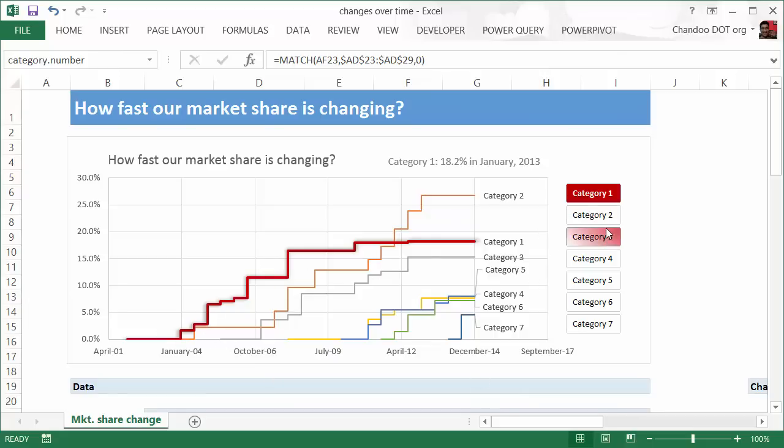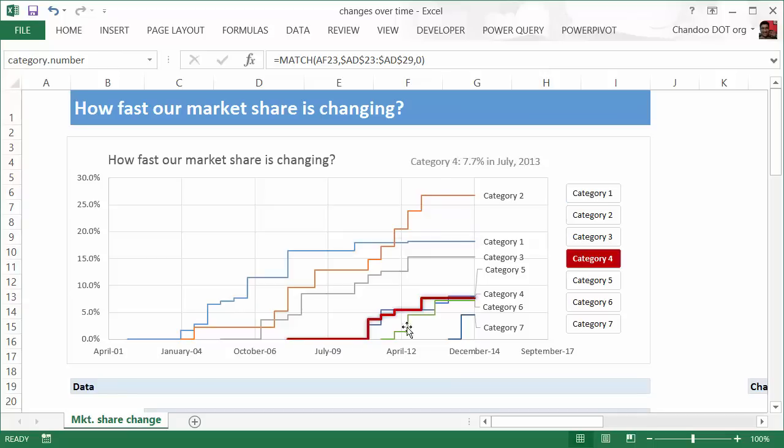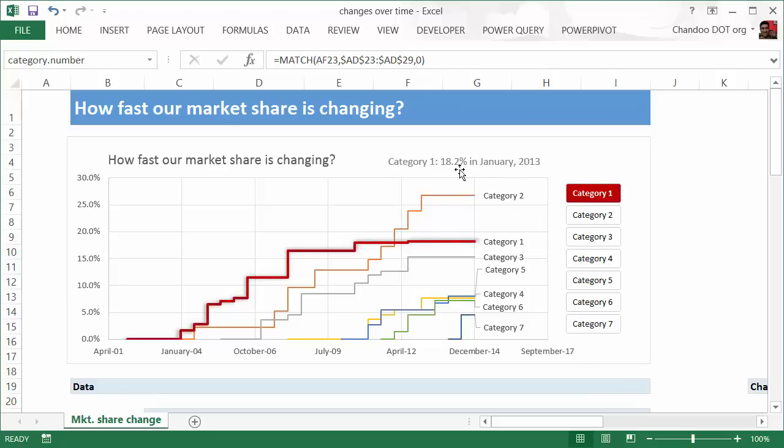The additional thing that I have added here is a slicer, so you could select any one category and that would get highlighted, so you could focus on that category in relation to the rest of the narrative and see the picture. For the selected category, the summary is shown on the top that says, for example, category 7 is 4.5% market share in January 2015, whereas category 1 is 18.2% market share in January 2013. That's because we don't have data for the latest month. The data was captured as on Jan 2013. That was the last data point we had, and after that it is assumed to be flat.